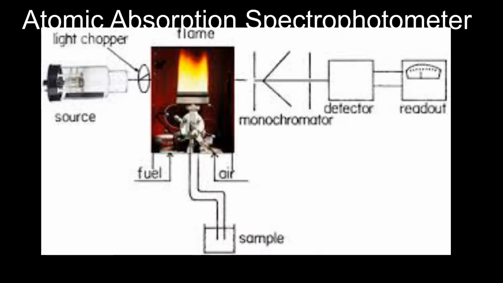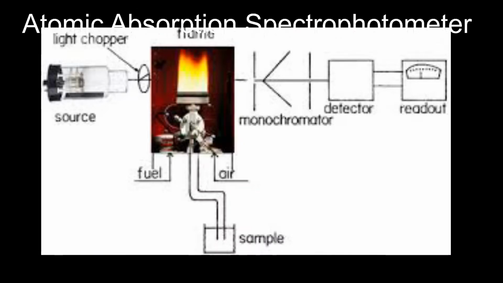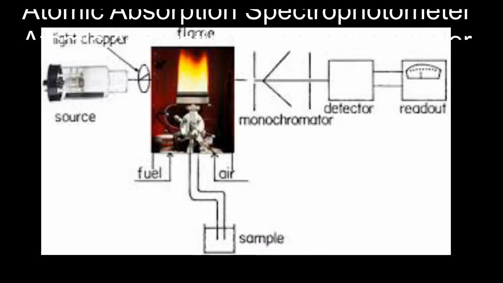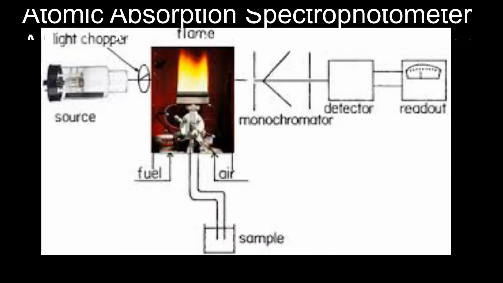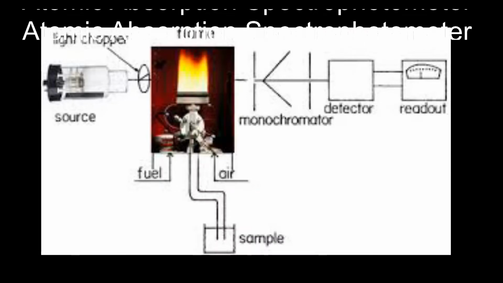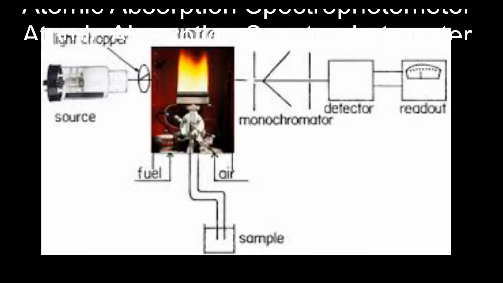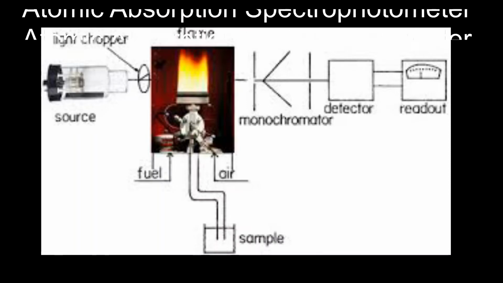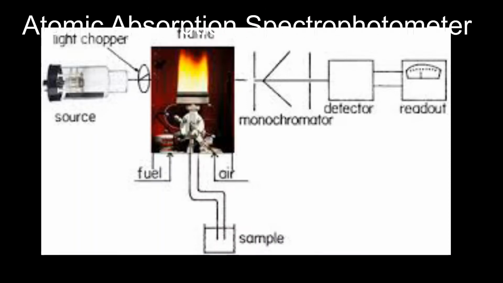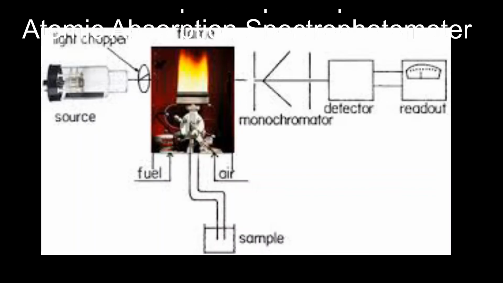The sample droplets are then spread into the flame and aspirated by oxygen to form solid particles. These solid particles vaporize and finally they get converted into gaseous atoms. These gaseous atoms in the ground state will absorb the radiation of characteristic wavelength coming from the hollow cathode lamp.